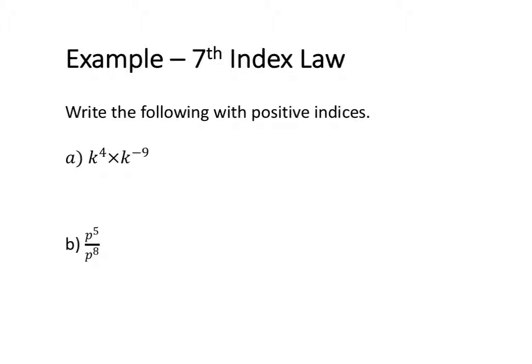So we want to simplify the following and write with positive indices. The first one is k to the power of 4 times k to the power of negative 9. What I want to do first is apply the first index law to simplify it into one term. So that is going to equal k to the power of 4 plus negative 9, which equals k to the power of negative 5. Now that I have it in one term, I can apply the seventh index law, and because my negative index is in the numerator, I move it down to the denominator. So that is going to equal 1 over k to the power of 5.